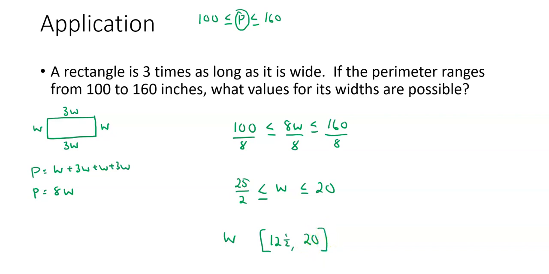and 20. So if you were trying to fence in a rectangular area and you wanted a perimeter somewhere between 100 and 160, maybe you needed at least 100, but you didn't have any more than 160 inches of fence, or maybe even feet of fence if you were fencing in a garden or something, then your width could be between 12 and a half and 20, and it would still satisfy that inequality.